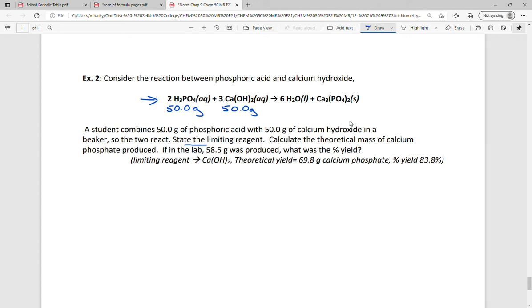We're going to have to figure out the limiting reagent, and then after we know that, we want to calculate the theoretical mass of calcium phosphate produced, so that's over here. And then it says, but experimentally, if we only made 58.5 grams, what is the percent yield? So let's take a look at this one. We're going to have to figure out which one runs out first because we were given all this information.